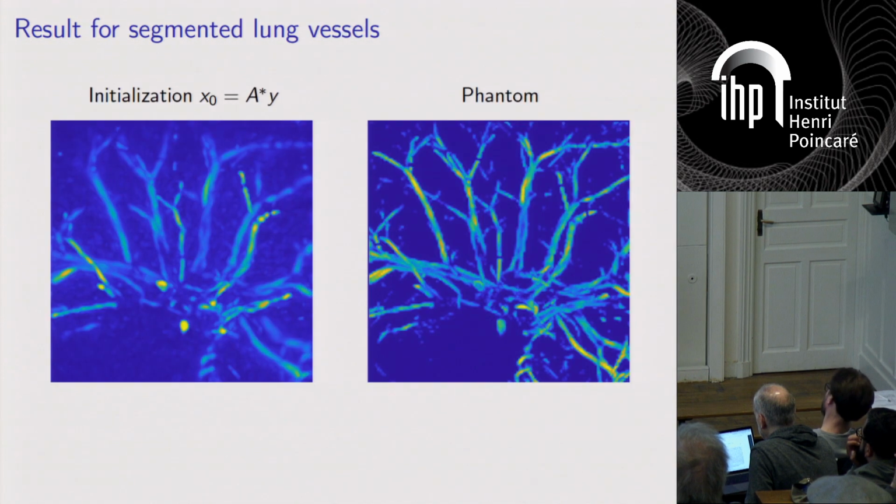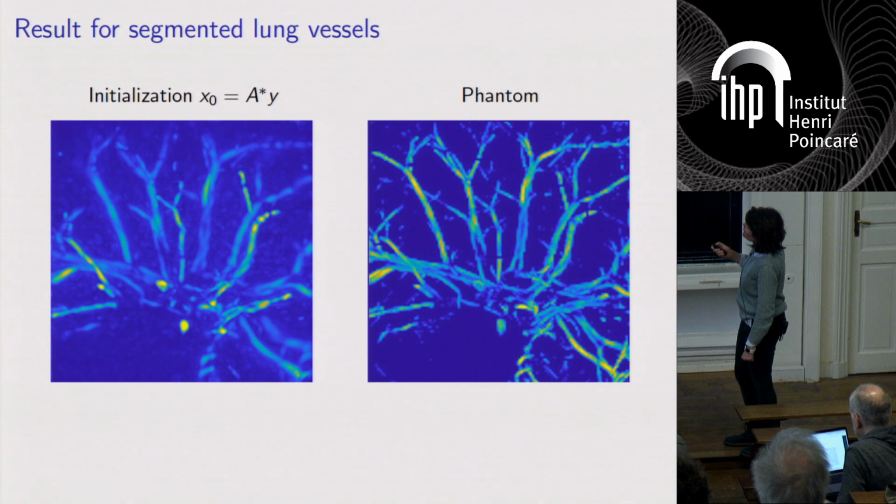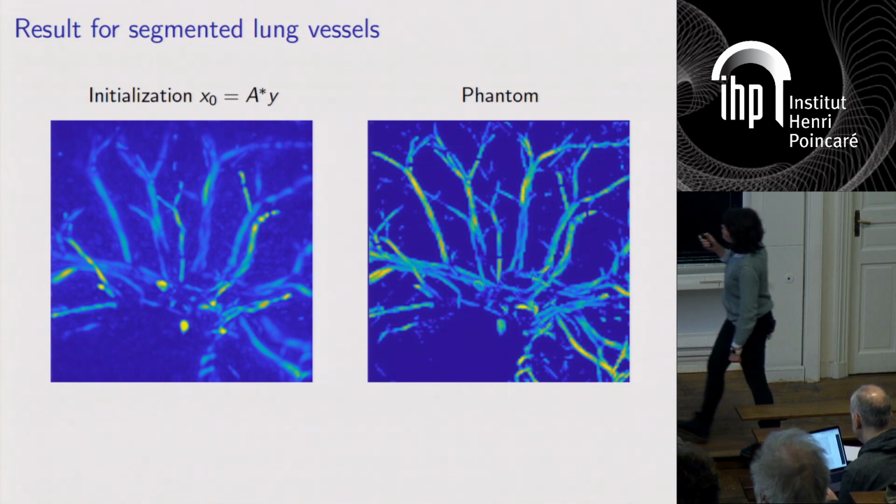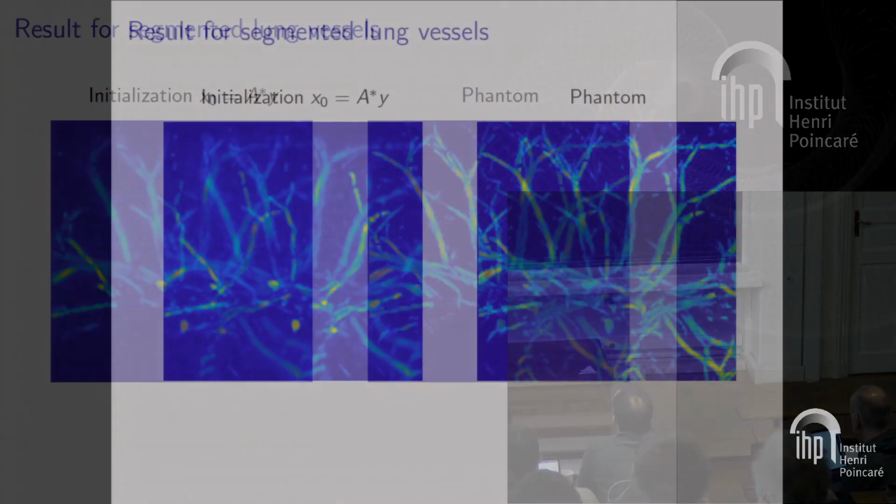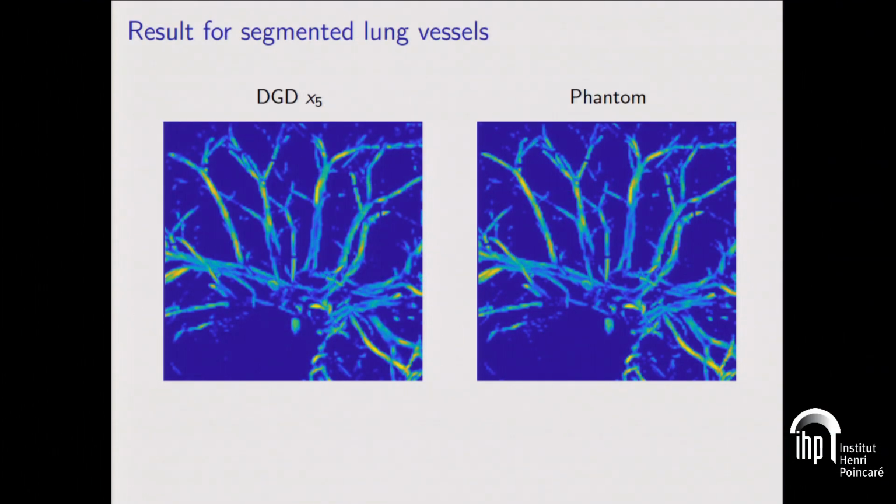So these are the results. Of course, this is all synthetic data. So we pick one out of them, which is not in the training set, and then we are initializing it with the back projection, and the result that we get from this reconstruction after 5 iterations is this. It's pretty good, and we were happy with that.